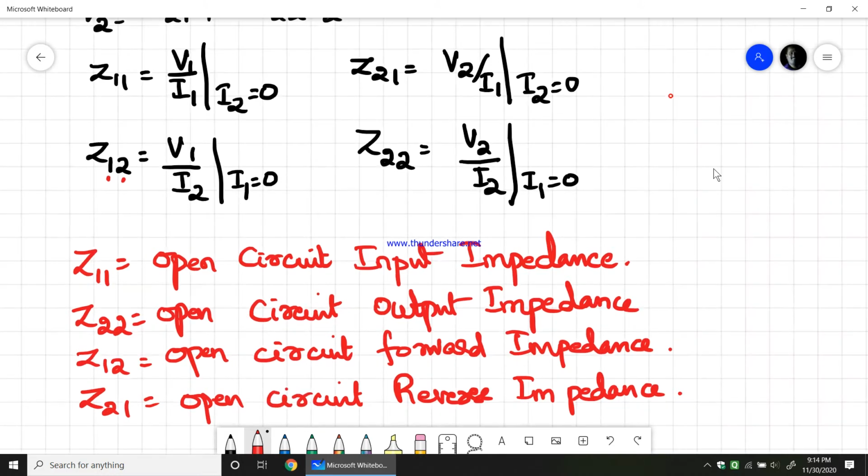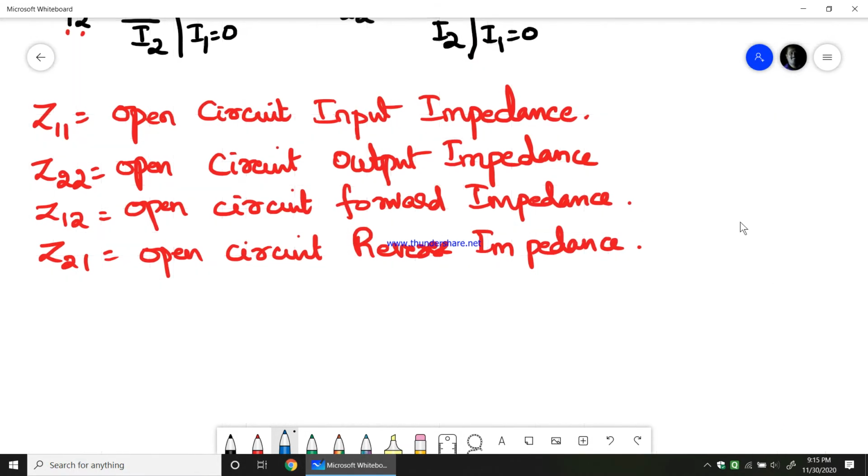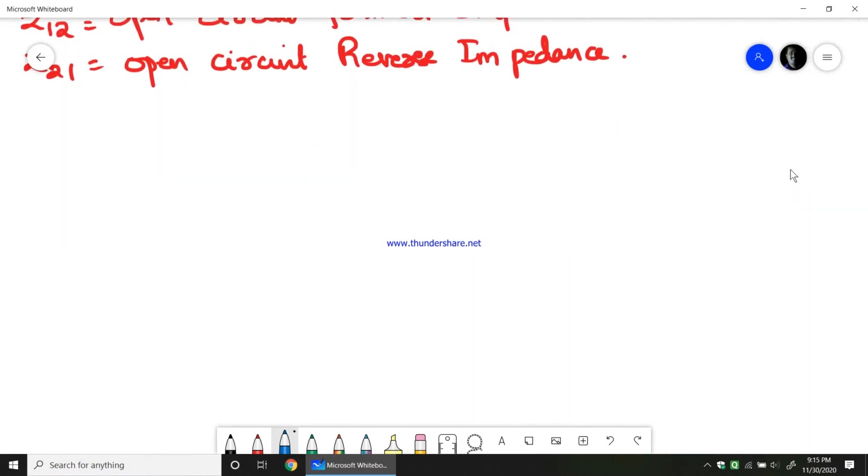Now, overall, the Z parameters are also called open circuit impedance parameters. So this is all about the definition of Z parameters. Okay. Now we'll go on learning Y parameters. Let us learn Y parameters.